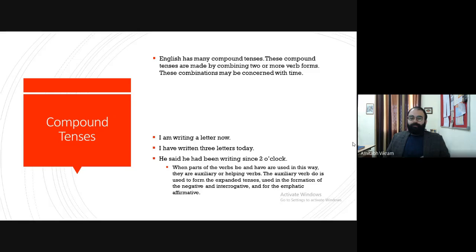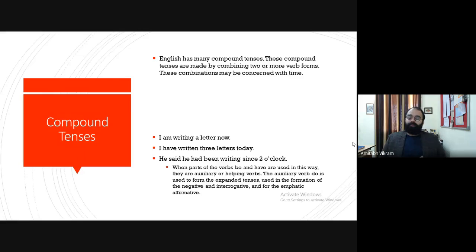So when parts of the verbs be and have are used in this way, they are auxiliary or helping verbs. So we know have, and we know had, and we know am. Fine. They are auxiliaries, helping verbs. The auxiliary verb do is used to form the expanded tenses, used in the formation of the negative and interrogative, and for the emphatic affirmative.